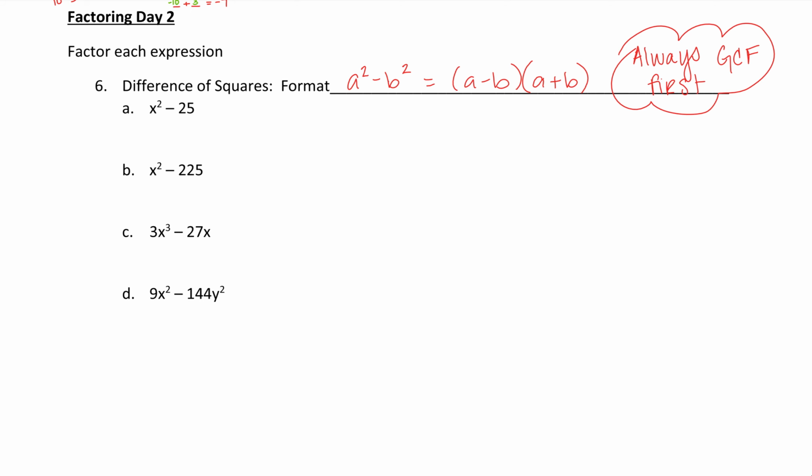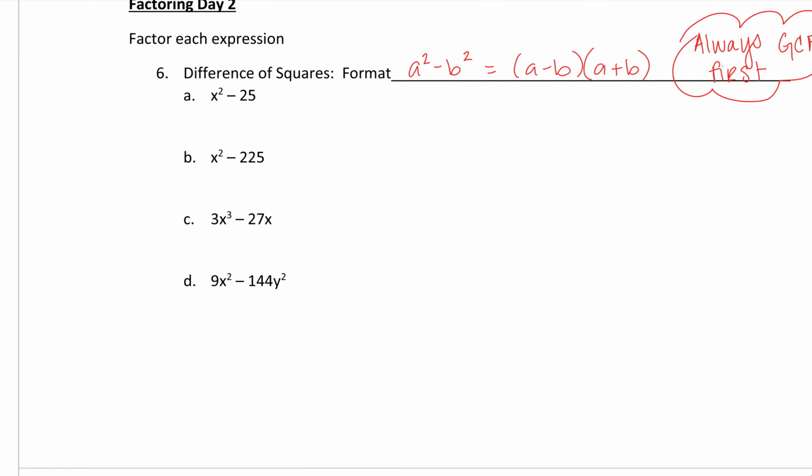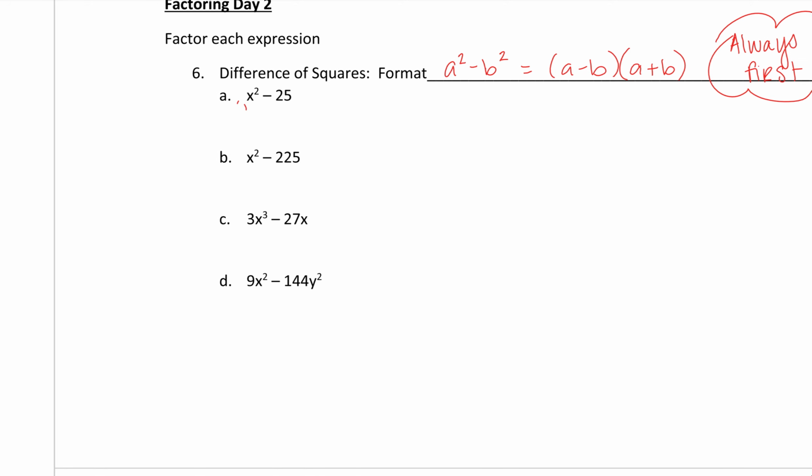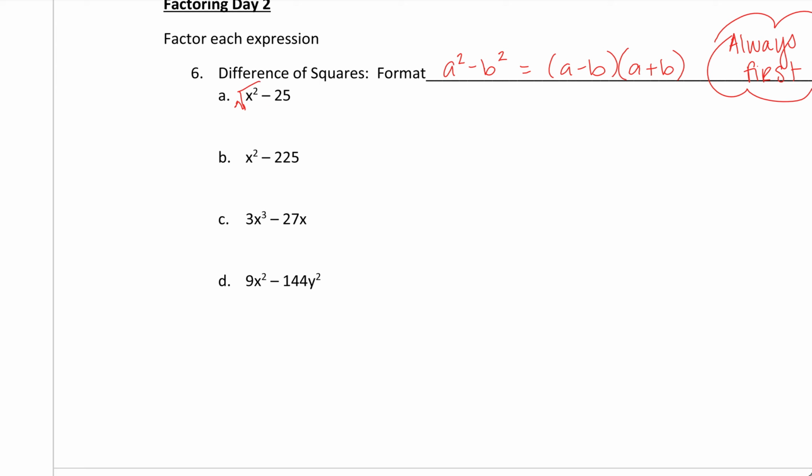Okay, so our very first one, a. We have x squared minus 25. They have nothing in common. So the very first thing that we're going to do is take a look at them and square root both of them. So the square root is going to be x, bring down that minus, square root of 25 is 5. And then, of course, because it is a difference of squares, it is going to be x plus 5.